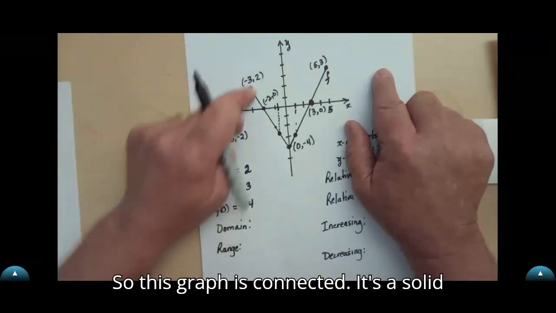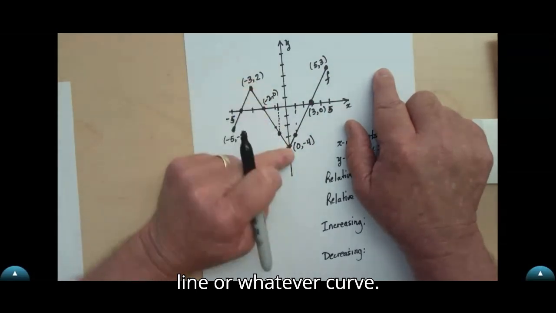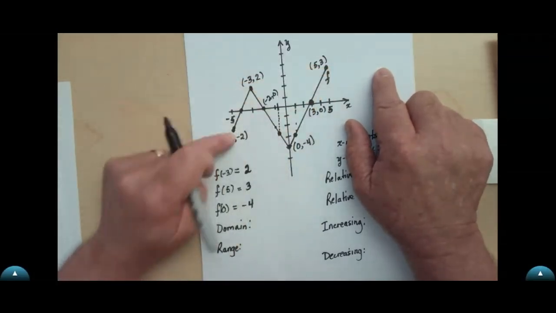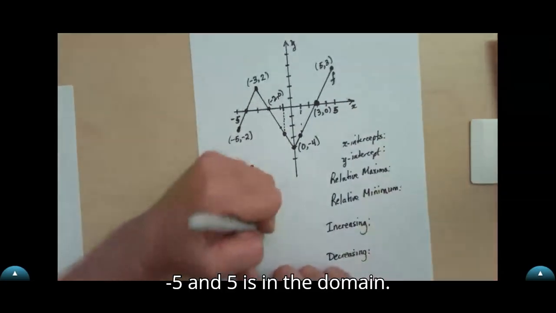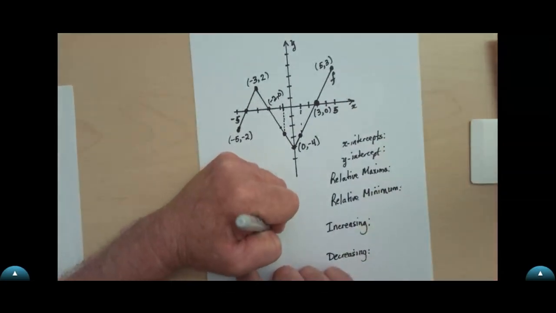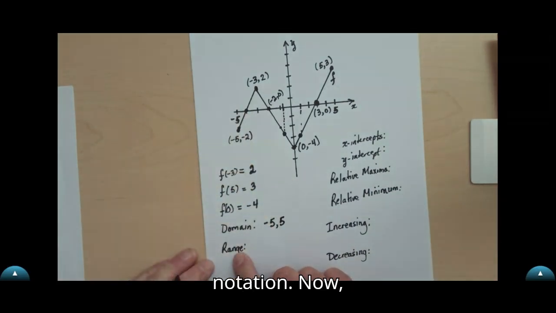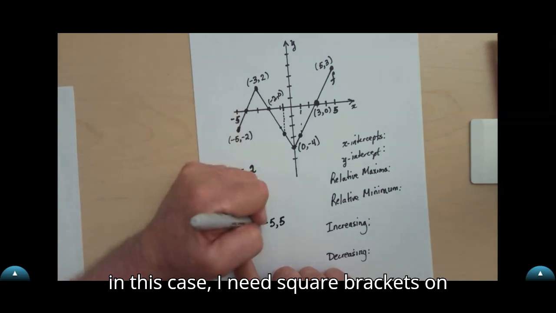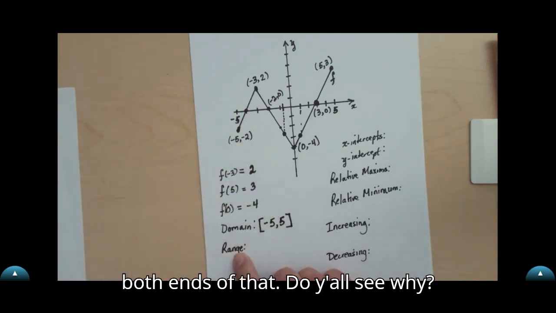So this graph is connected. It's a solid line or whatever curve. Then every number between -5 and 5 is in the domain. To say that, we're going to use interval notation. Now, in this case, I need square brackets on both ends of that. Do y'all see why?